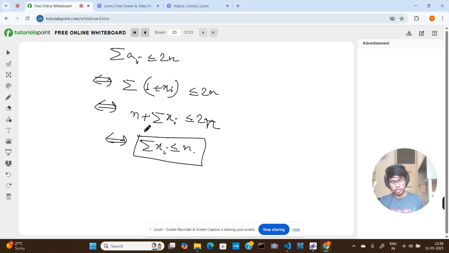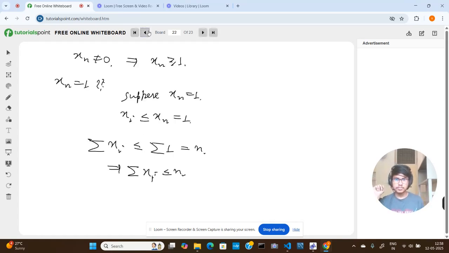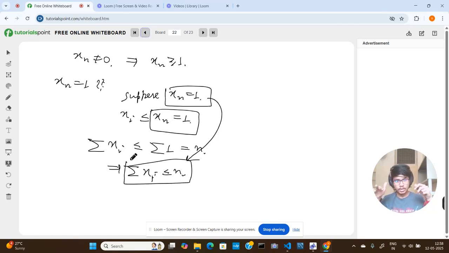So our new problem is to show summation xi is less than or equal to n. And here you can see in the case when xn is equal to 1, you have already shown that summation xi is less than or equal to n, because all the xi's are less than or equal to 1. So the inequality is true.